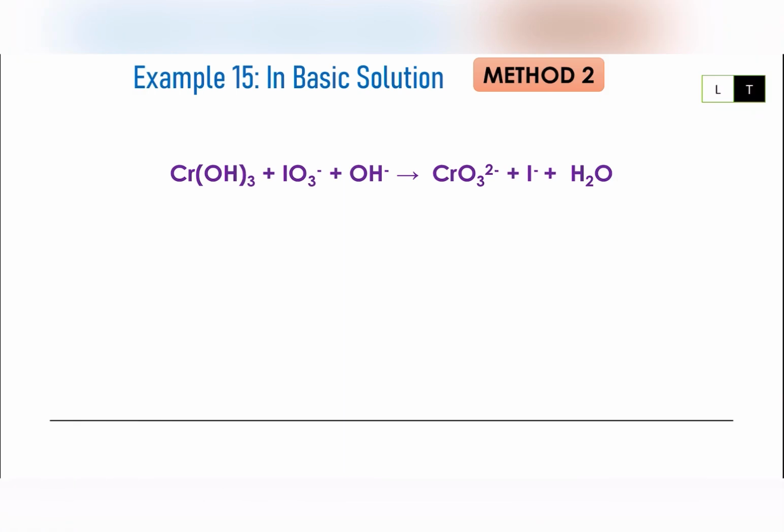So let's try example 15, where you have to balance this equation based on basic condition. I'm going to continue with Rao-Chair, following the steps one by one. So we are going to determine who is the couple. So you got two couples here.